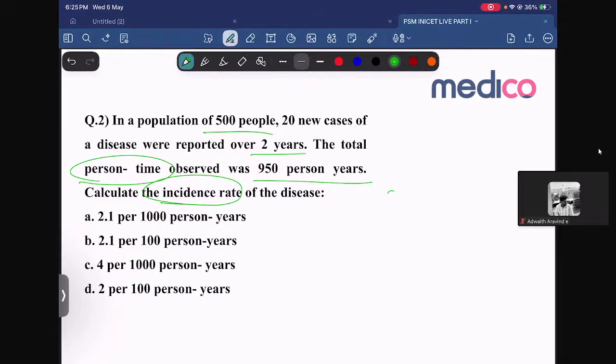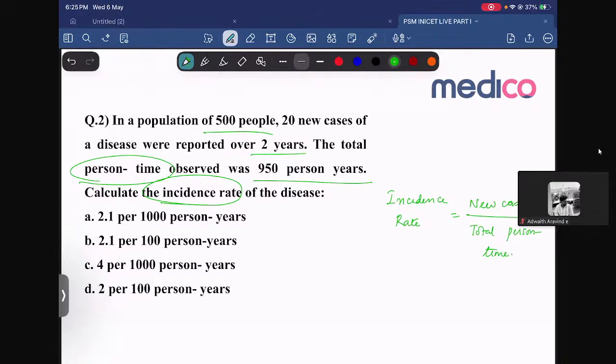See, incidence can be of two types. It can be either a cumulative incidence or an incidence rate. Both are two types of incidence when we do the calculations. Here they are asking about incidence rate. So what is incidence rate? Incidence rate is got by the formula: the numerator is always the total number of new cases, divided by, here you have, total person time.